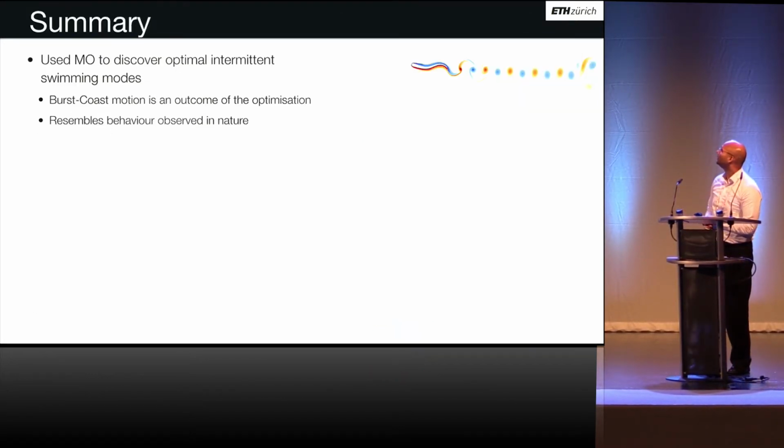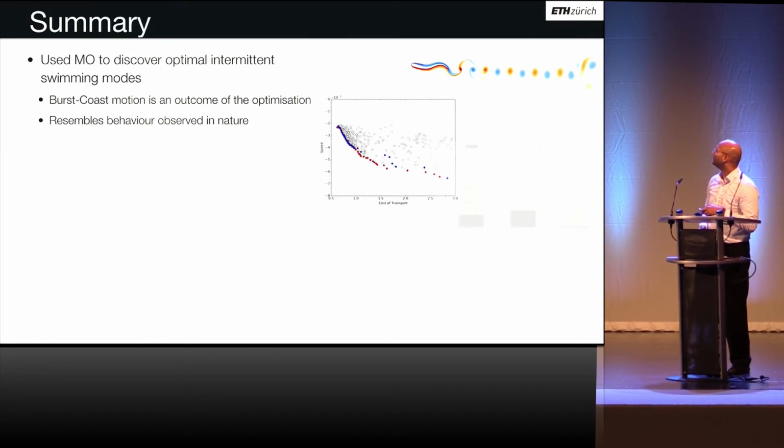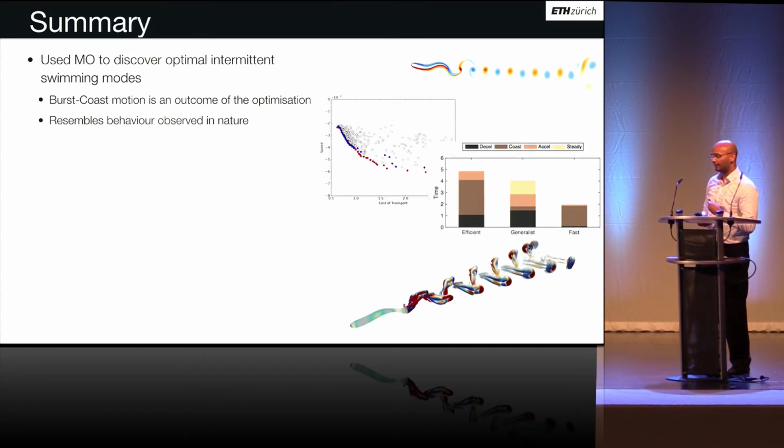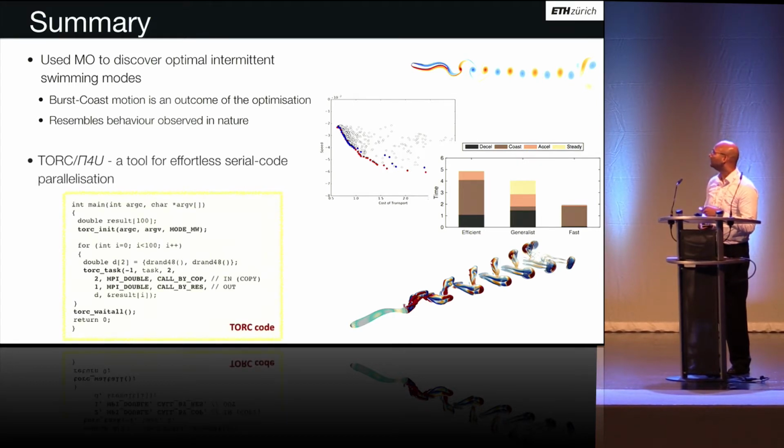Let me just quickly remind you what we saw today. We've used multi-objective optimization to discover intermittent swimming modes that we observe in nature. And we've also looked at how we can very easily parallelize serial code using this tool that I mentioned. So let me stop there and take any questions you might have.